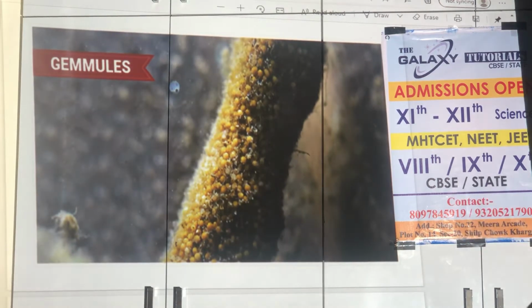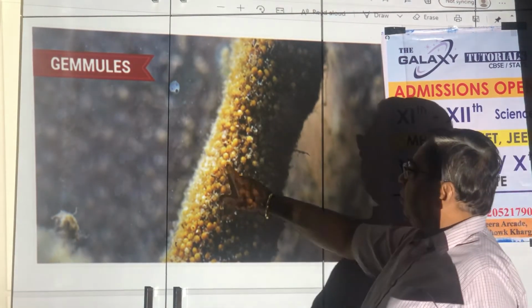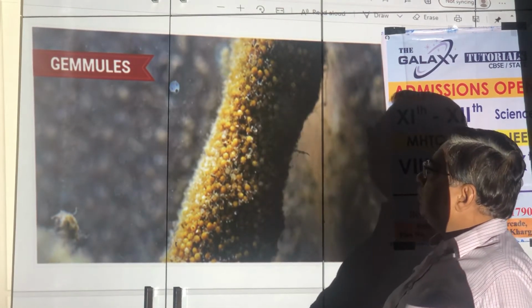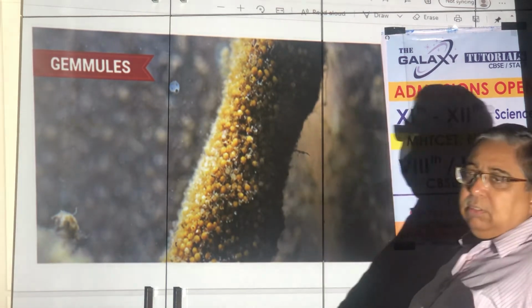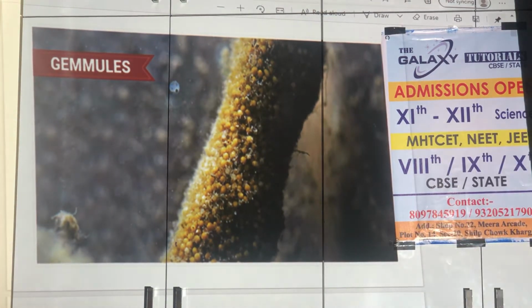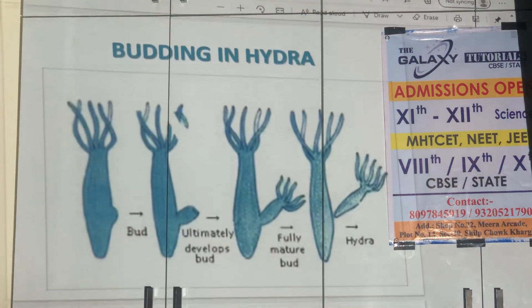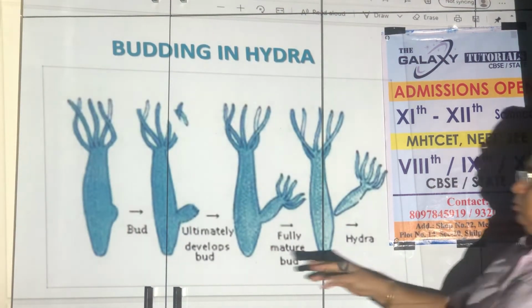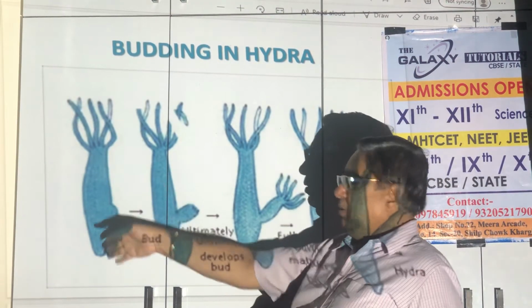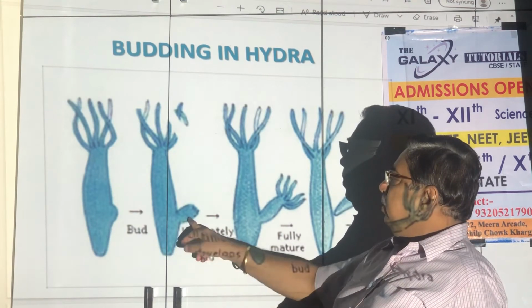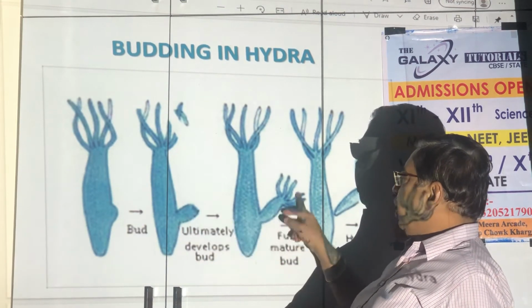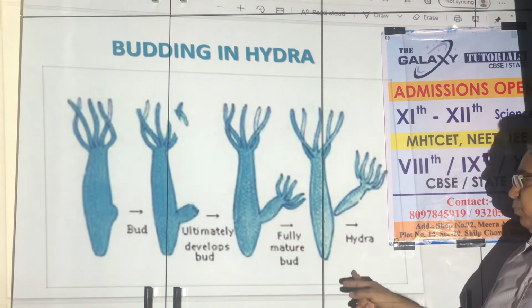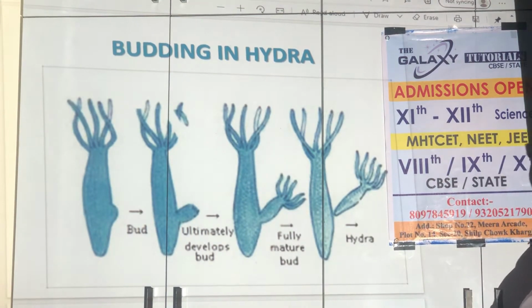This is a real photograph showing you how gemmules are born on the sponge cover. It looks like maize grains. This has been magnified quite a lot. Hydra was also studied in lower classes. A swelling comes out, which we call the mother, there's no father. It becomes a bigger bud, gets shape, and finally it drops off and becomes a daughter Hydra.